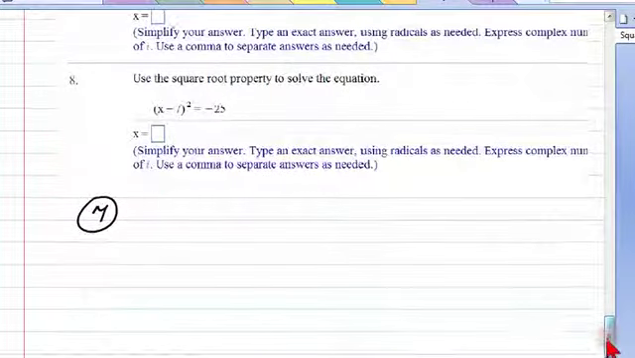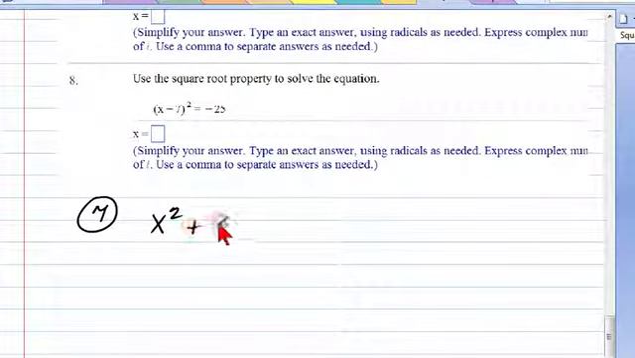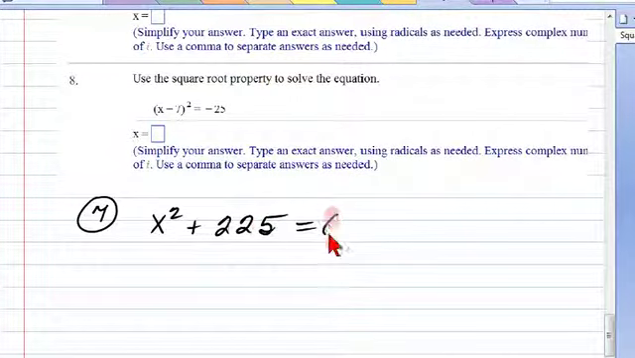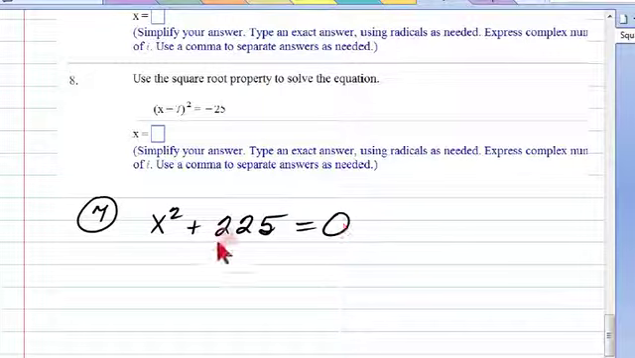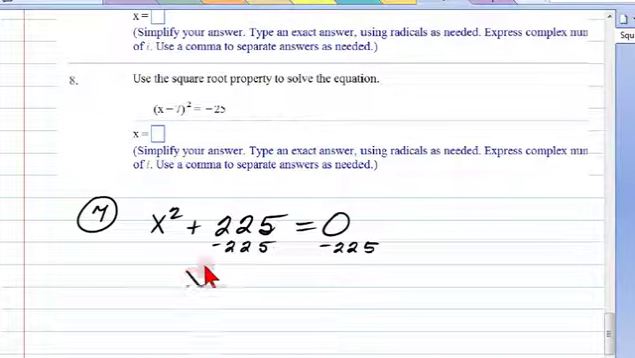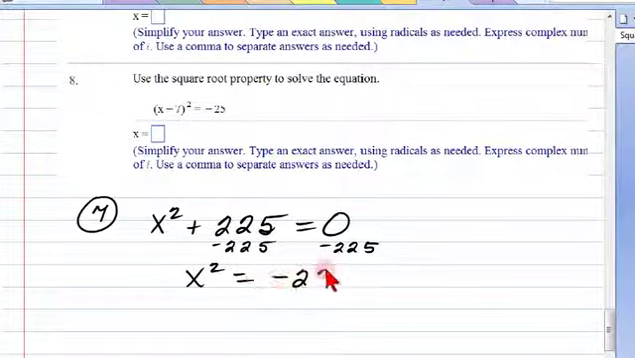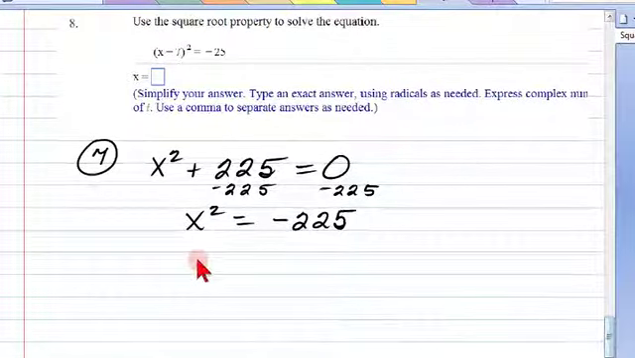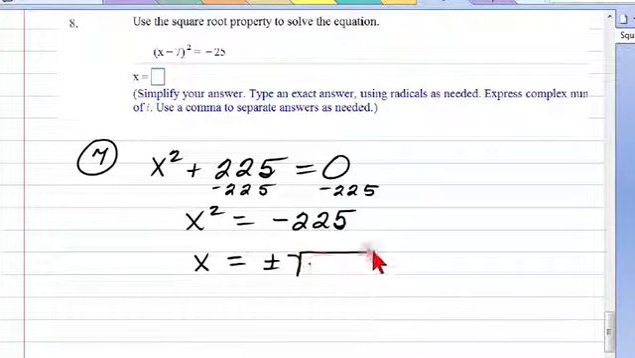All right. Let's look at number 7. I have x squared plus 225 equals 0. Does this look like it's ready for the square root property? No, because it doesn't say something squared equals the number. So I'm going to subtract 225 from both sides, and I have x squared is equal to negative 225. Square root property. It's ready now. X is equal to plus or minus the square roots of negative 225.